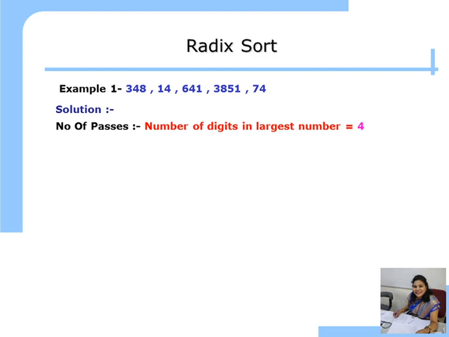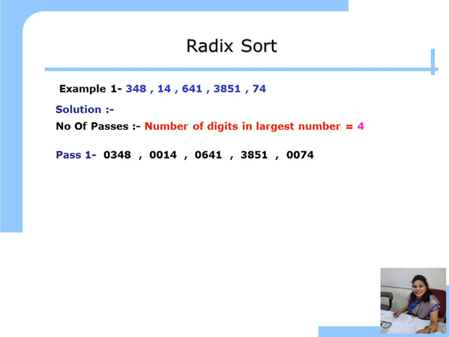See, this is the worst case input, because I already told you that radix sort is efficient for large size arrays. In the previous example, we took 8 elements and required only 2 passes. Here we take only 5 elements, and the largest element is a 4 digit value, so we require 4 passes. Whereas bubble, selection and insertion sort also require 4 passes. So this is the worst input for radix sort. If the number of elements is less, radix sort is not efficient.